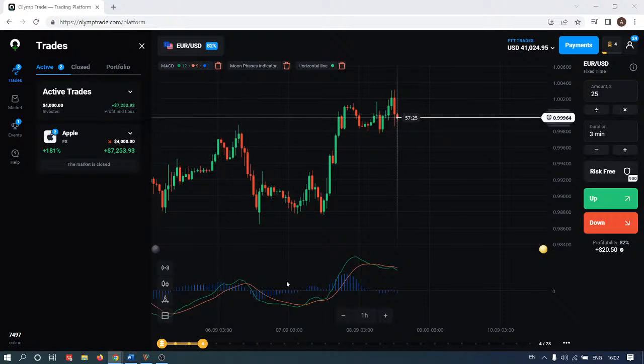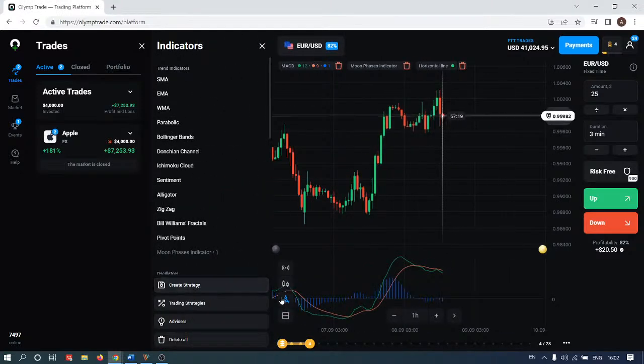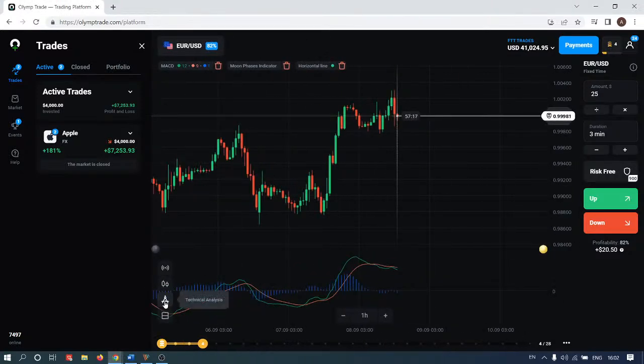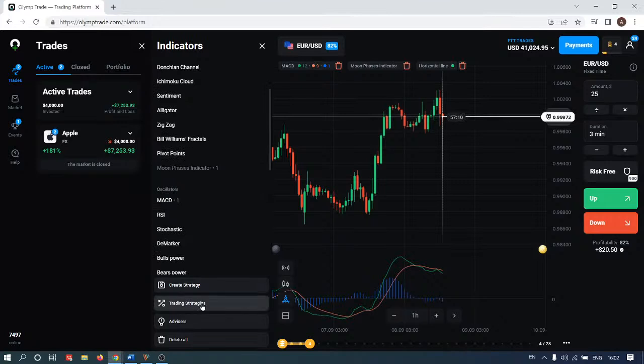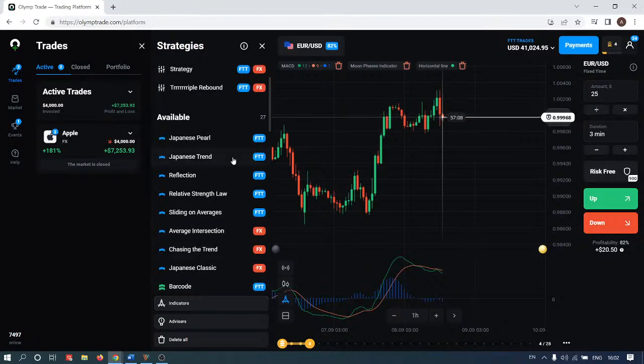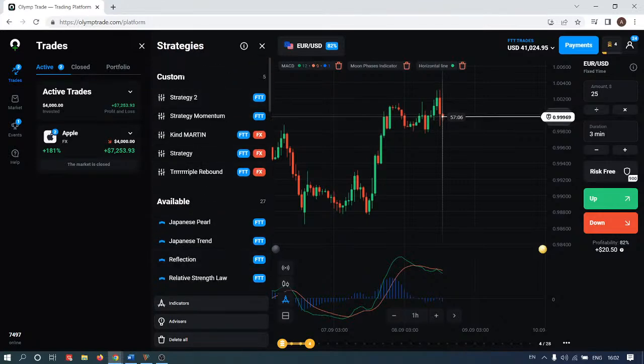So, without further ado, I would like to jump straight into trading. Let me first go ahead and click this nice little tab here, which is the technical analysis tab. And then I want to press on the trading strategies tab. I've already created a bunch of custom strategies, which I do trade from time to time. I think I even explained to you guys how it all works.